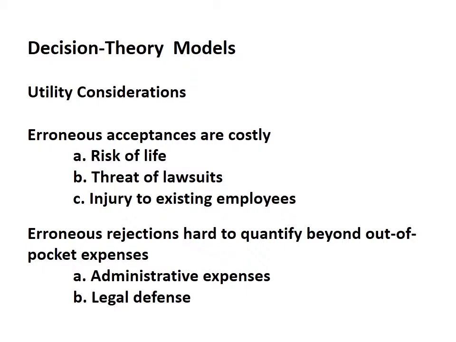So erroneous rejections are hard to quantify because of out-of-pocket expenses. So that means even outside of these big ones like risk of life and surgeons, also just the administrative expenses and legal defenses of bad hires. A bad hire is going to be a reduced performance coming from that individual. There's going to have to be the legal issues if that person is terminated, not to mention the administrative expenses of an additional hire.